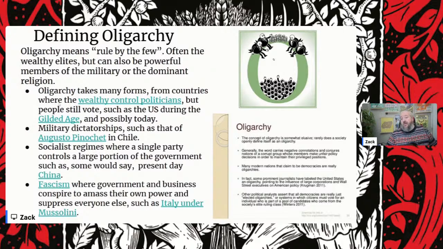From countries where the wealthy control politicians, but people still technically can vote. It may just not mean as much, such as the U.S. during the Gilded Age. So at that time, people had very little rights, very little ability to organize. And basically there was machine politics in every major city where they would just run the people that they wanted, no matter what.